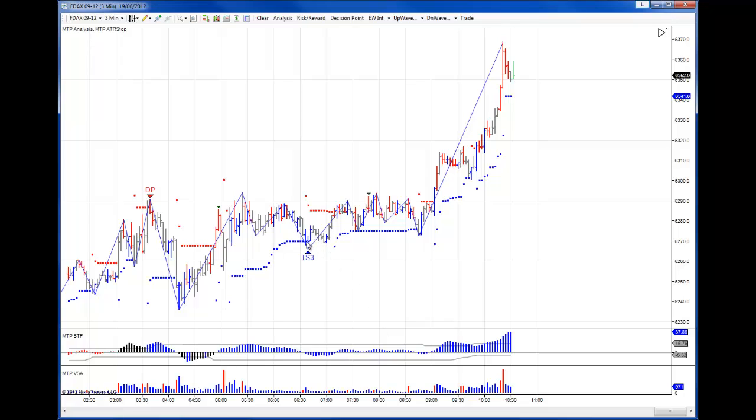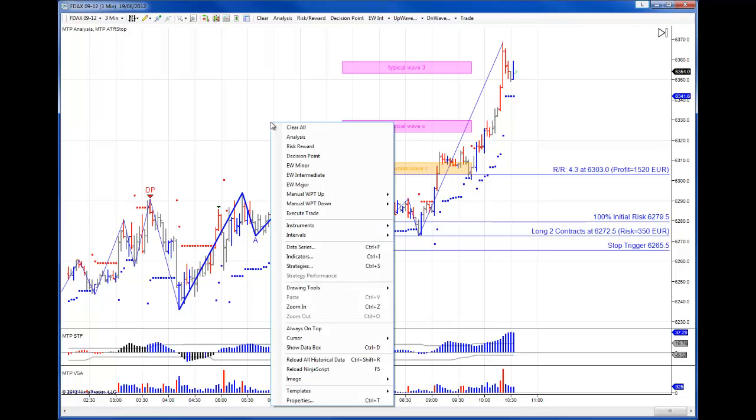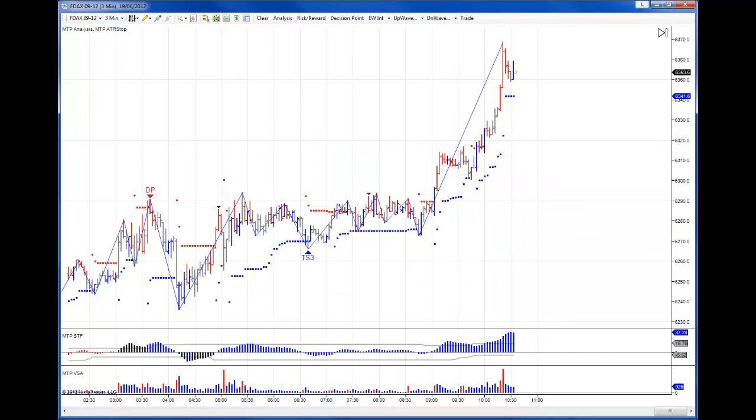So even for standard traders, if I put the analysis on here, you can see the market went up and actually has hit the first target there for a lovely plus 4.3R profit. However, the Holy Grail trade setup is a unique kind of setup where we're looking for a higher target. So if I clear all and move to the higher time frame, I'll show you the steps that we take.